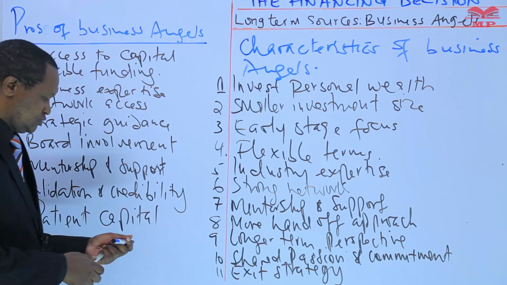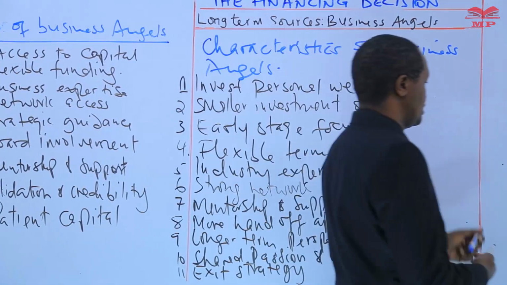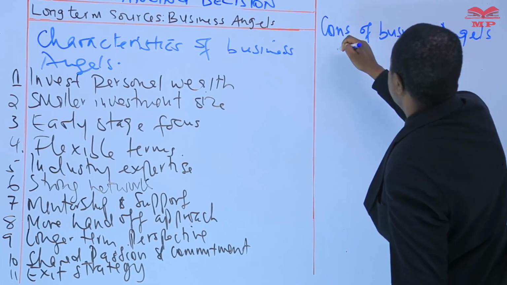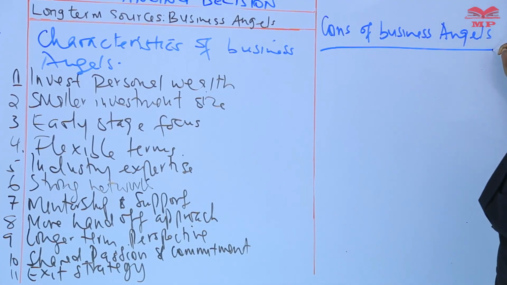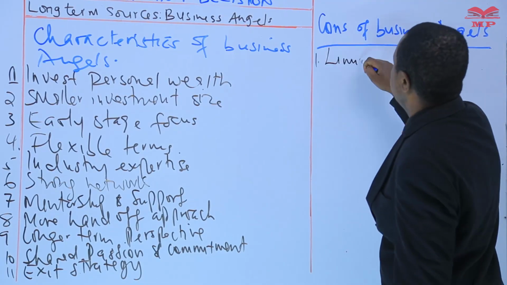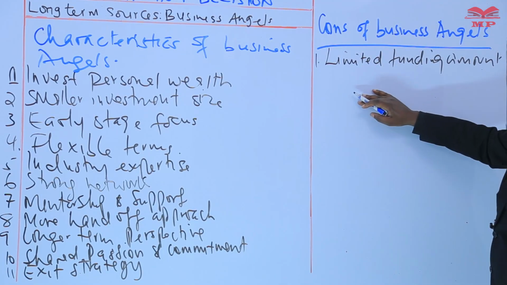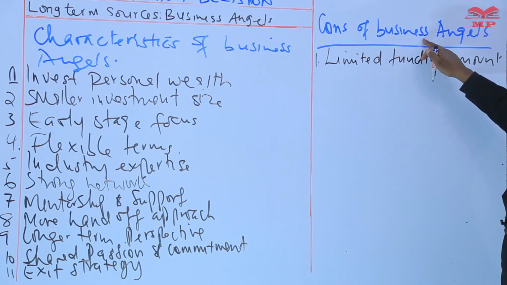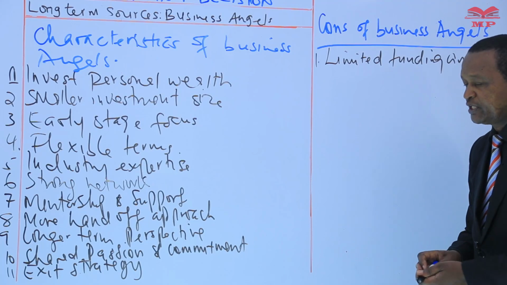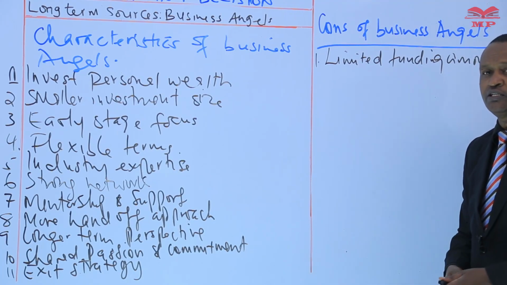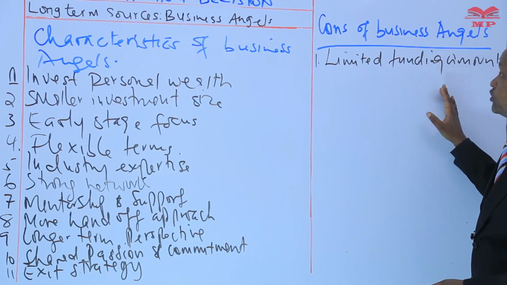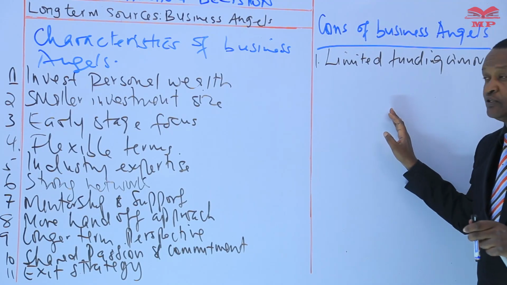We are moving on to discuss the cons of business angels, the disadvantages of business angels. Number 1, limited funding. If you compare with venture capitalists, then money received from business angels can be limited, because venture capitalists pull money together from different sources. But money from business angels is money received from individuals.